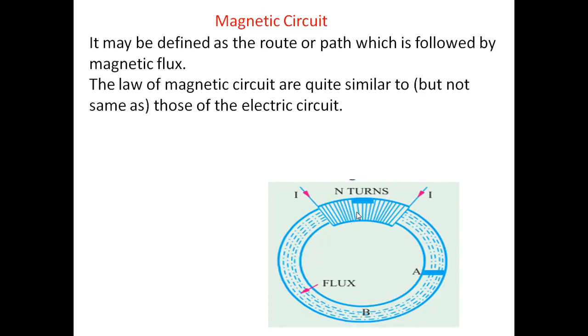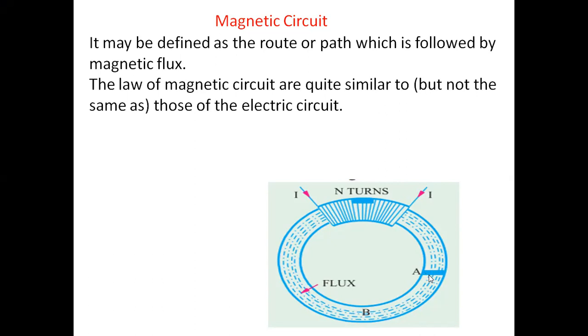So we will wound the wire, and this wire is connected to a flowing of the current I. Through this we will allow the current of I to pass, and due to that the magnetic flux will be generated. That magnetic flux will flow through this closed path. So this is the ring structure.